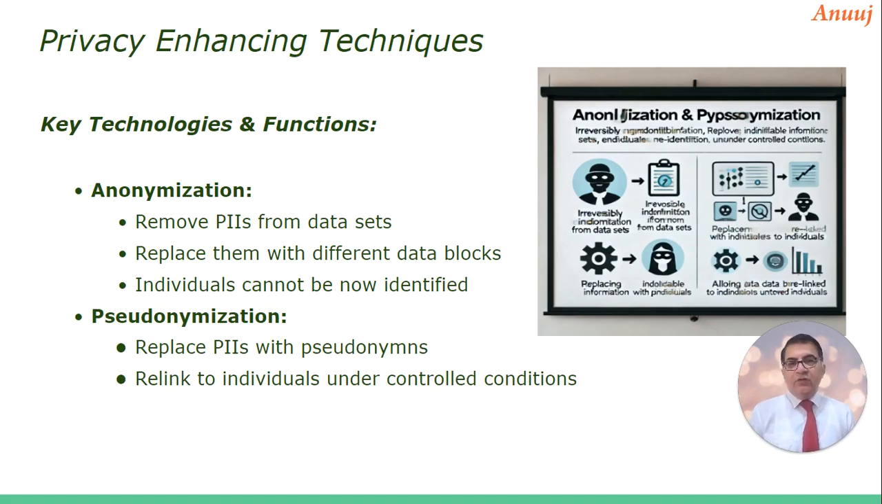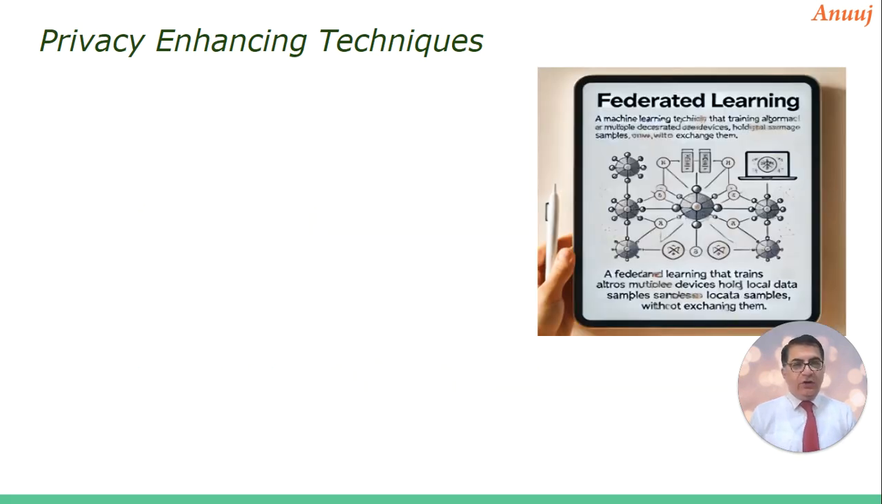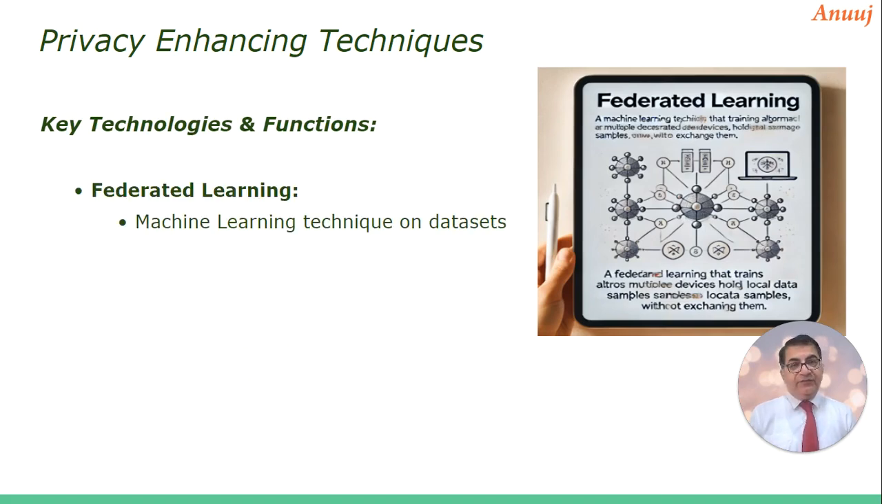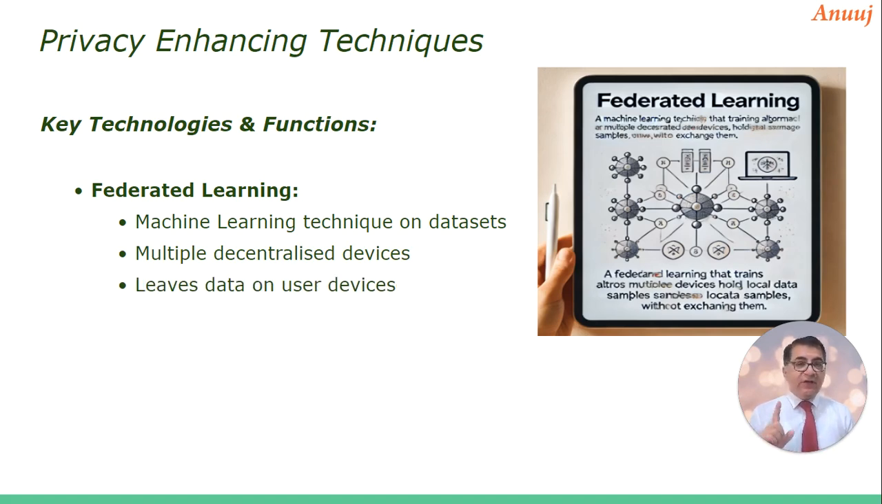So that way you are replacing your PIIs with pseudonyms, and therefore people are not able to link it with the actual user. Then for your mobile devices, there is a federated learning system. Remotely, data sets would be processed. It happens on our mobile devices. This technology is used for multiple decentralized devices. The data is processed remotely.